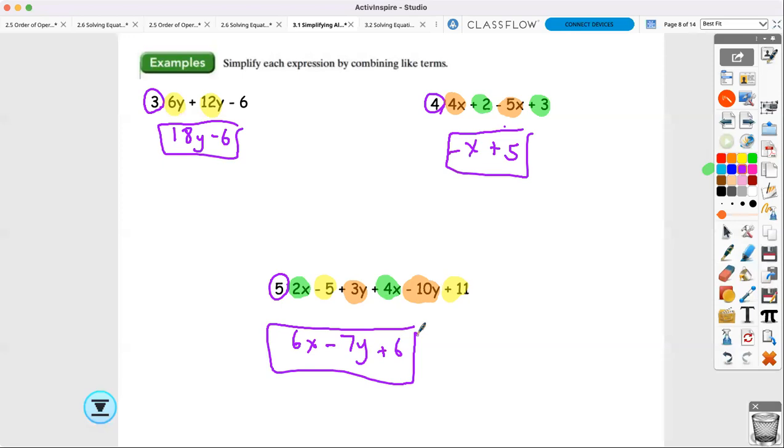Now, if you don't have different colored highlighters at home and you want to separate your terms, you can underline. You can underline all the x's with 1 line, all the regular numbers, constants, with 2 lines, and all the y's with 3 lines. And then you can just see which lines are which. That is another technique if you do not want to use highlighters. All right, ready? Let's move on.